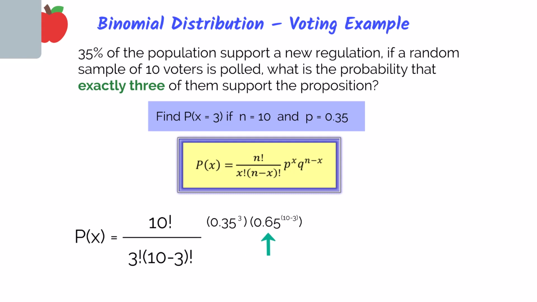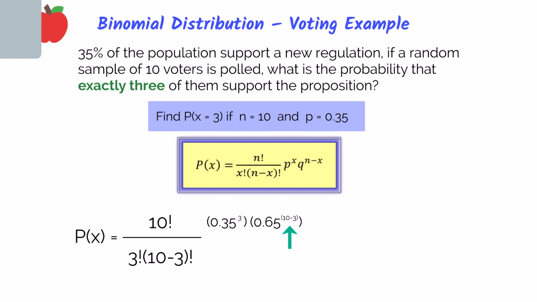Now q is my complement of success or my failure. So that's 1 minus p, or 1 minus 0.35, and that's how we get 0.65 here. And then we're going to take that to the power of n minus x, or 10 minus 3.